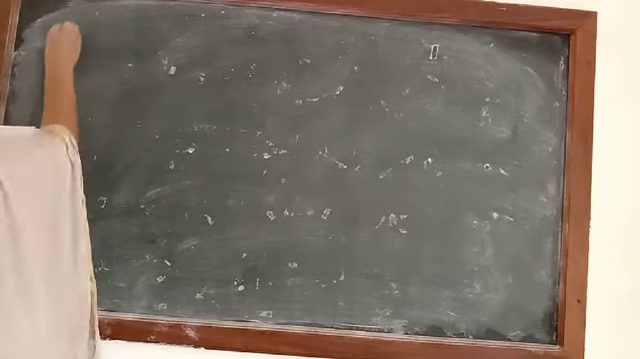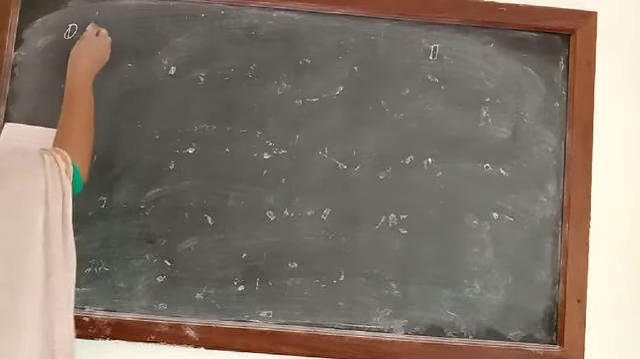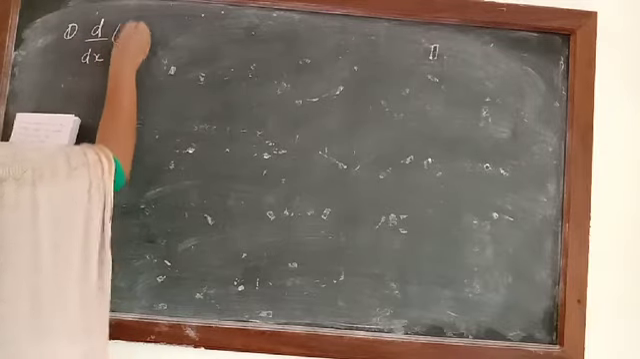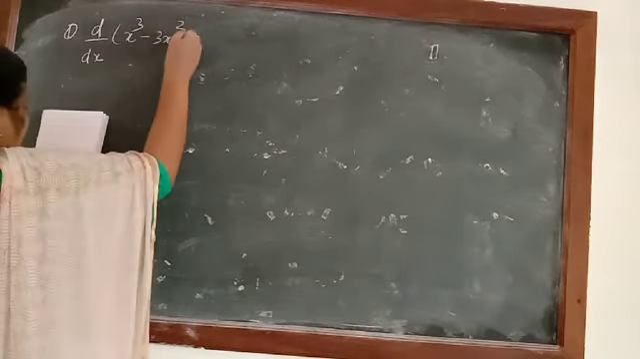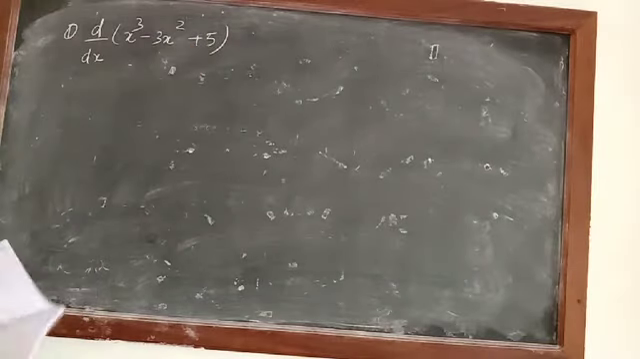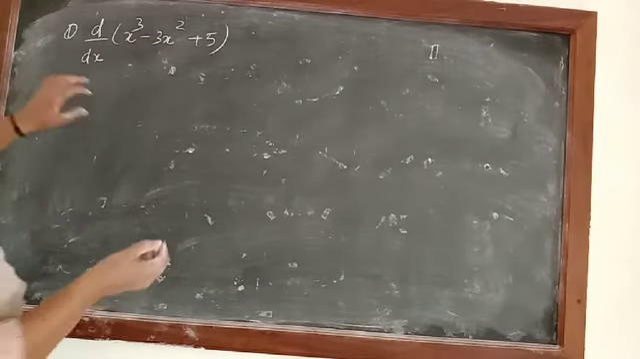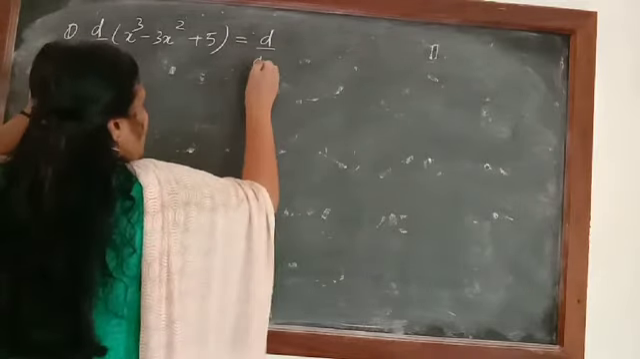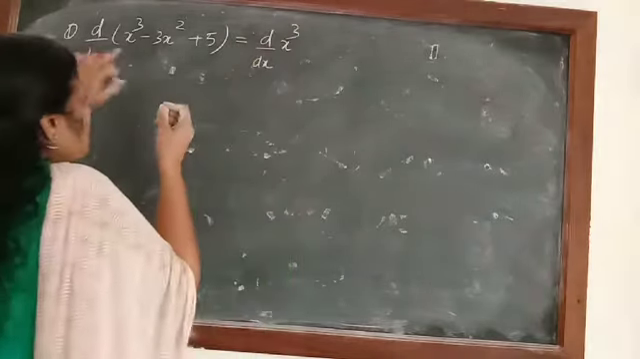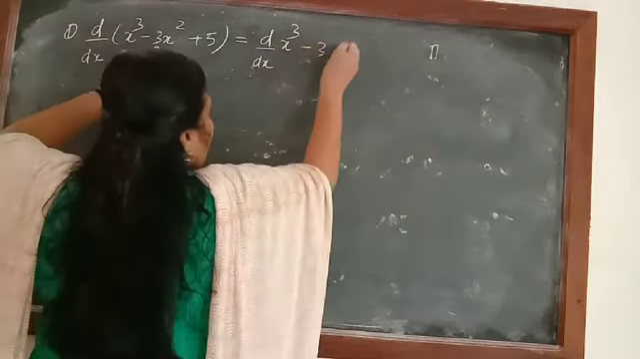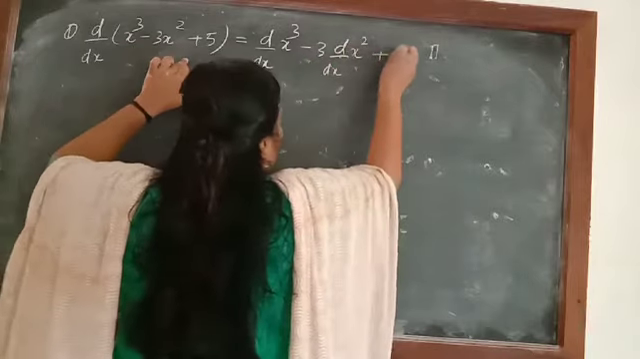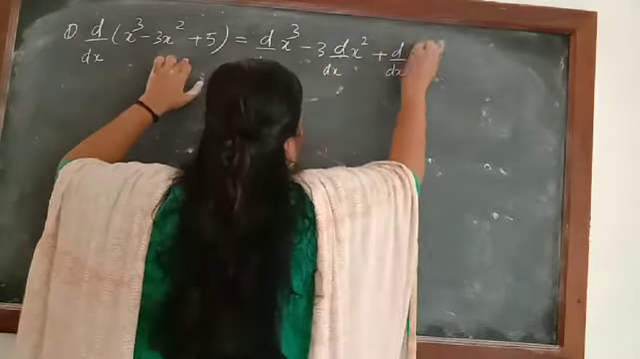So write down the question. Find the derivative of the following. So the first one is find the derivative, now I am writing in this way: d by dx of x cube minus 3x square plus 5. As we know, if it is there in addition, we can write them separately. So first it will be equal to d by dx of x cube, numbers we can take outside, minus 3 into d by dx of x square, then plus d by dx of 5.